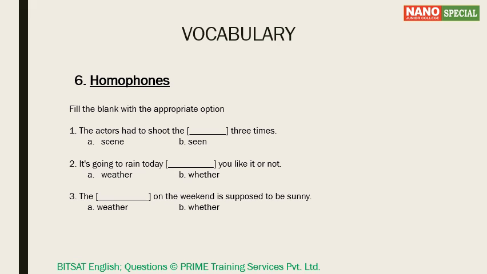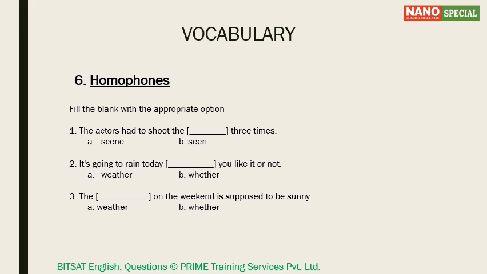The next 2 questions, people often get confused with this. So it's a choice between weather, W-E-A-T-H-E-R, and whether, W-H-E-T-H-E-R. What's the meaning of weather, W-E-A-T-H-E-R? It's actually a noun which means a state of atmosphere at a particular place over a short period of time. Whether, W-H-E-T-H-E-R, on the other hand, is a conjunction and is used to express a choice between 2 options. So if you look at the second question, it's going to rain today.